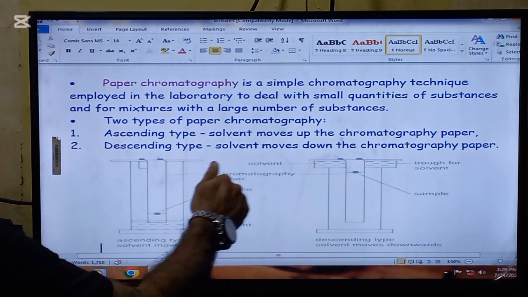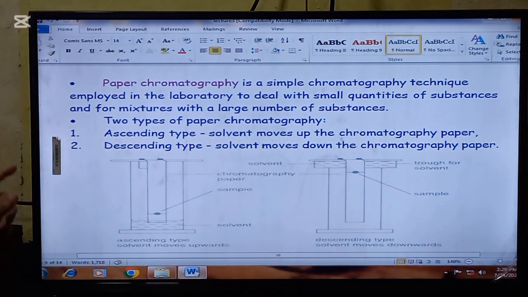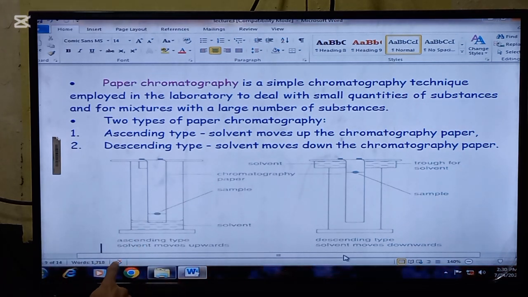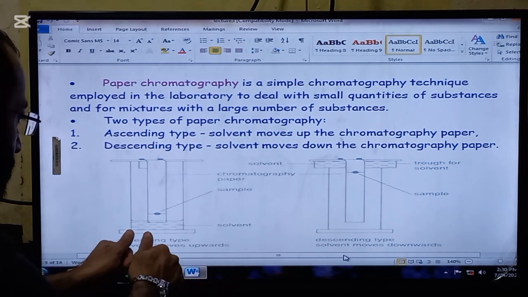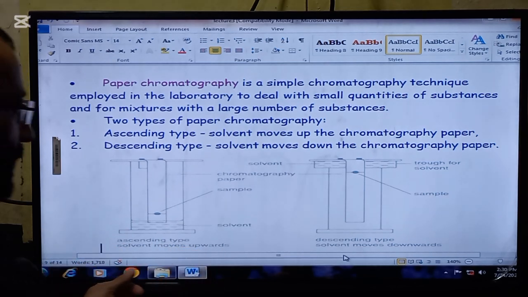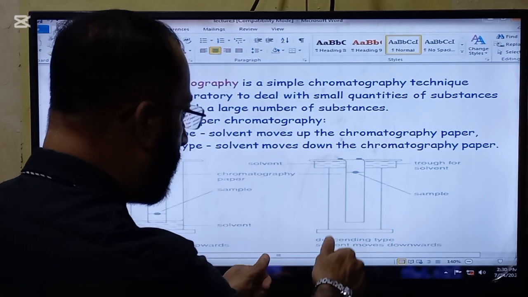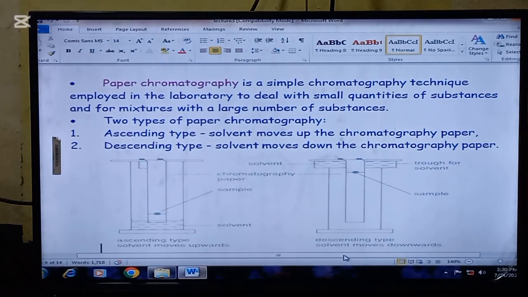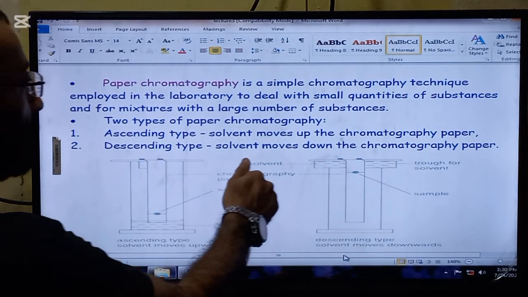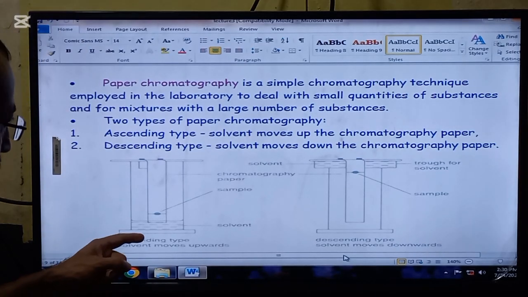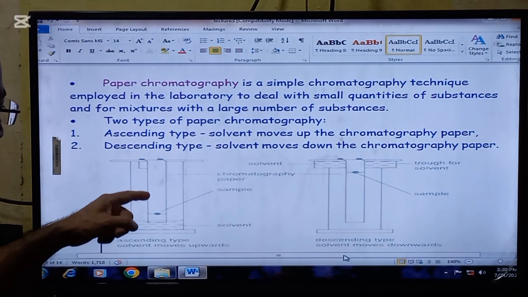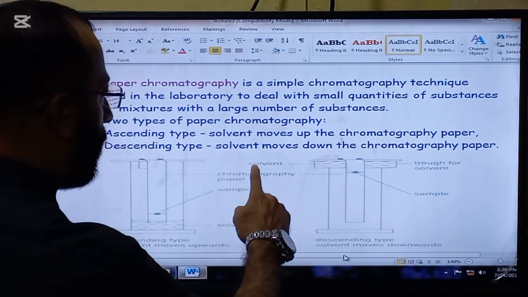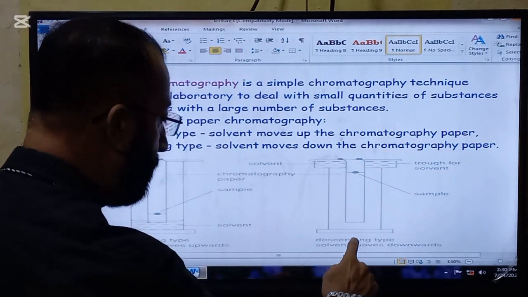The two types of paper chromatography are, number one, ascending type and number two, descending type. The first figure is the ascending type, in which the solvent is placed at the bottom, and the second is the descending type, in which the solvent is placed at the top. In the ascending type, the solvent moves up the chromatography paper, and in the descending type, the solvent moves down the chromatography paper.